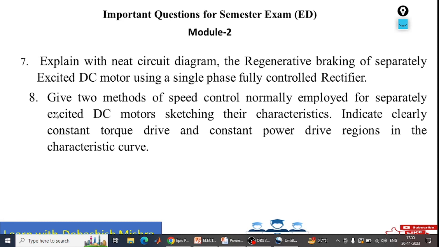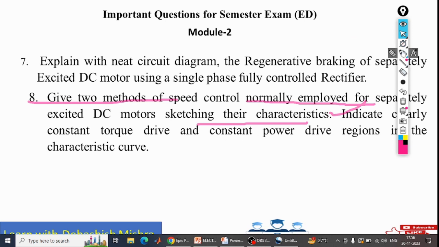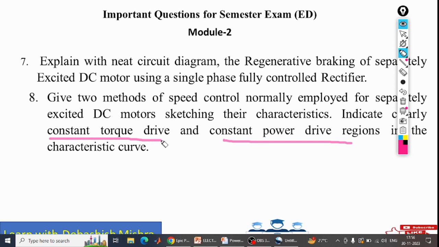Then second question also very important. Give 2 methods of speed control normally employed for separately excited DC motor, sketching their characteristics. Indicate clearly constant torque drive and constant power drive regions in the characteristics curve. This is totally a long question, and constant torque drive and constant power drive is very important for a 2-mark question. Constant torque drive and constant power drive, clear. Going to the next one.